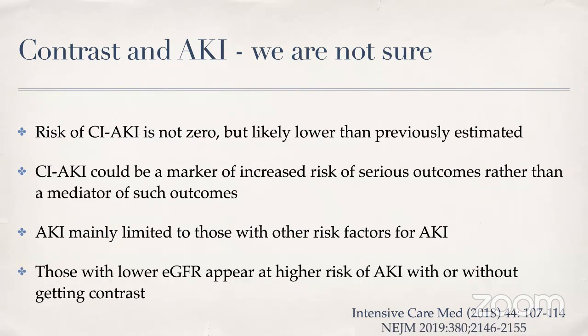The conclusion of this middle ground, folks, is that the risk of contrast-induced acute kidney injury is probably not zero, but it's lower than we thought it was in the past. People who are frail might be at higher risk of getting acute kidney injury. Acute kidney injury typically happens in people who have other risk factors for AKI. And people who have a low GFR tend to be at higher risk of AKI, whether they do or don't get contrast.